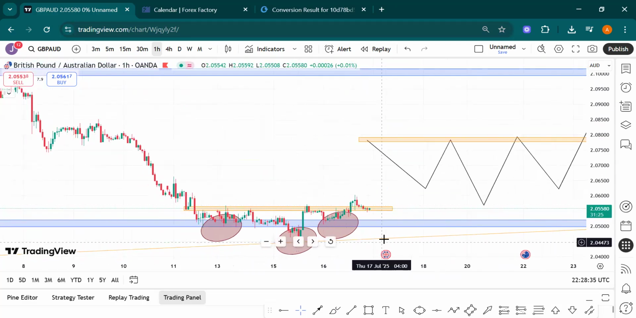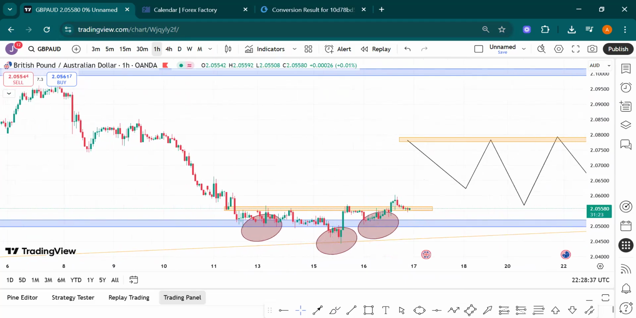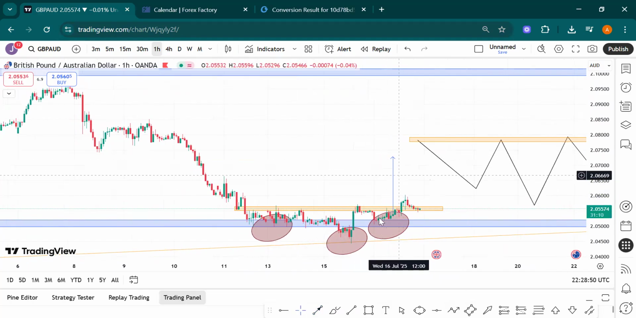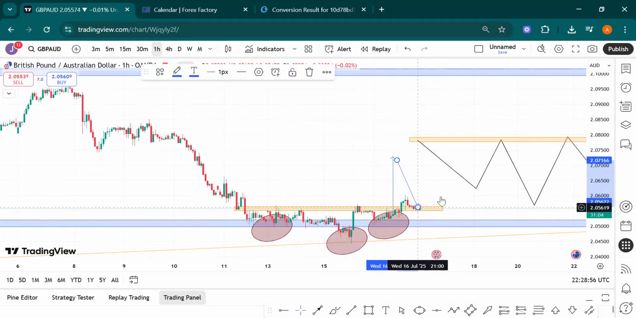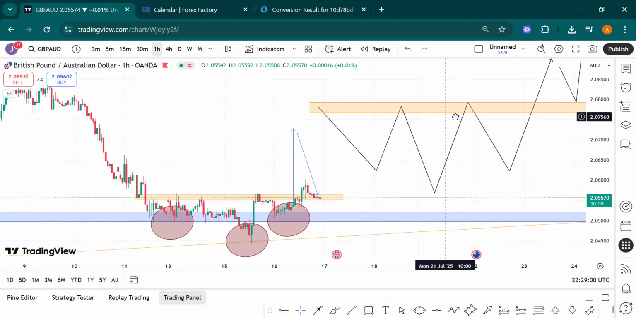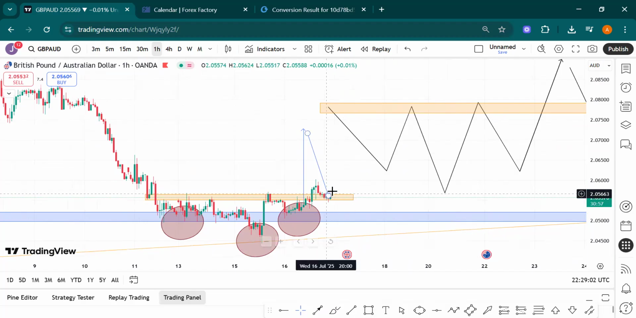Time frame. So all we need to do now is to patiently wait for price to clearly break out of the zone. For price to clearly break out of the neckline, then we wait for a retest. When price comes back into the zone, all we now need to do would be to take our trade.